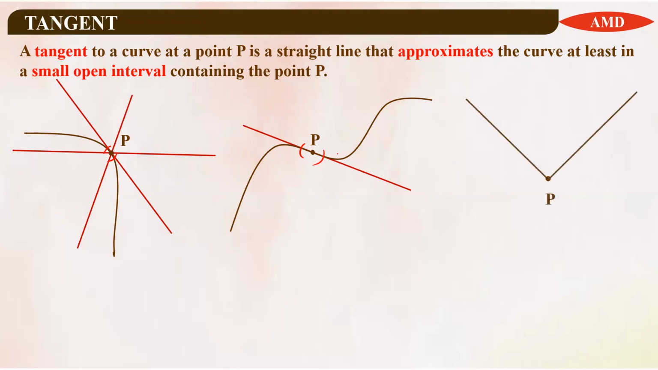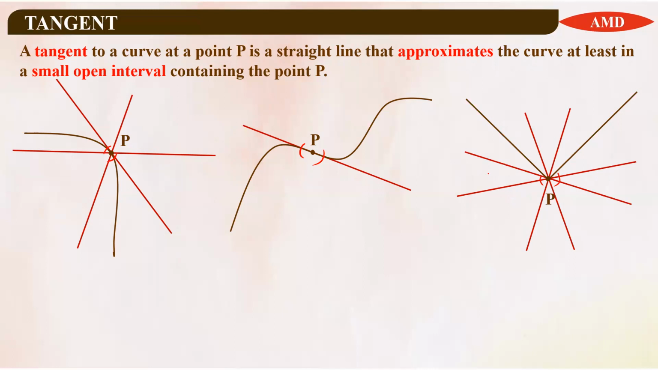Let's move to the third example. Here, the curve has a sharp edge, and I try to draw a straight line that touches the curve at the point P. Can we find a small interval, however small, in which the straight line and the curve are equal? No, we don't find one. In fact, you can draw any number of lines any way you want. They will not approximate the curve in however small an interval.